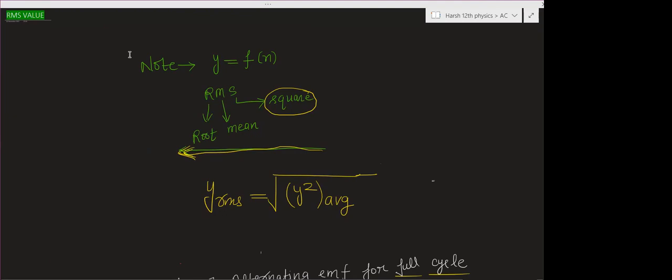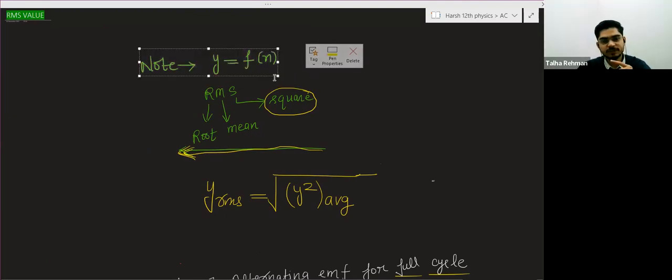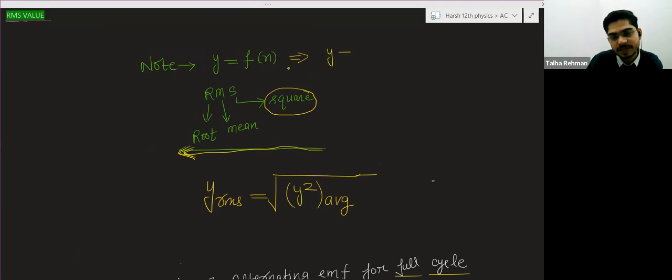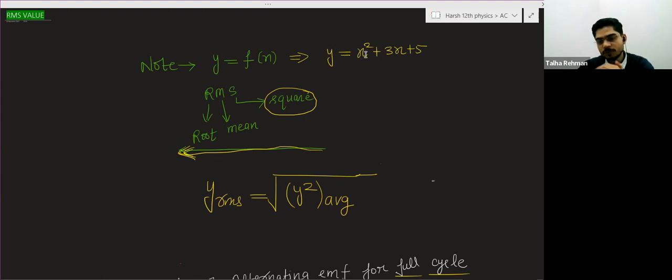Basically, suppose you have a function y is equal to f(x). What is the meaning of y is equal to f(x)? It will be like this: y is depending upon x square plus 3x plus 5. So basically, this is y is equal to f(x). Now you can see here, this y will change with x. You will put different values of x, you will get different values of y. So you can say y is depending upon x.